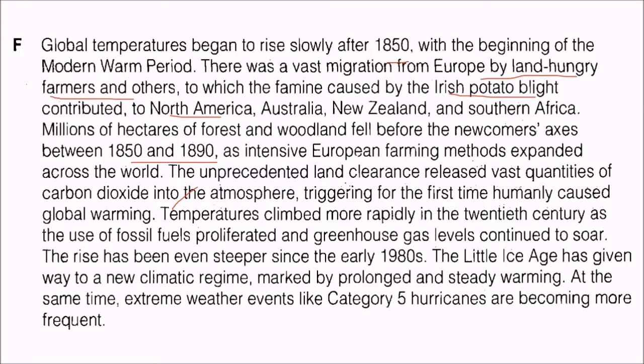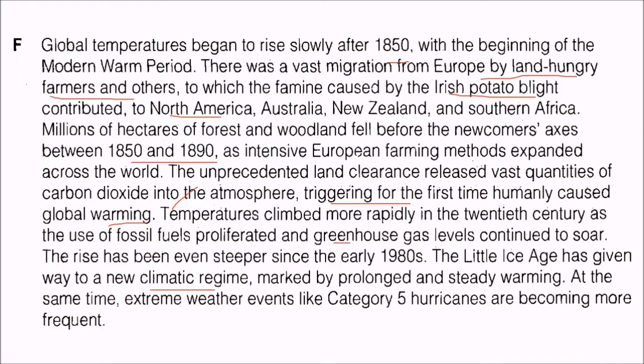The unprecedented land clearance released vast quantities of carbon dioxide into the atmosphere, triggering for the first time humanly caused global warming. Temperatures climbed more rapidly in the 20th century as the use of fossil fuels proliferated and greenhouse gas levels continued to soar. The rise has been even steeper since the early 1980s. The Little Ice Age has given way to a new climate regime marked by prolonged and steady warming. At the same time, extreme weather events like Category 5 hurricanes are becoming more frequent.